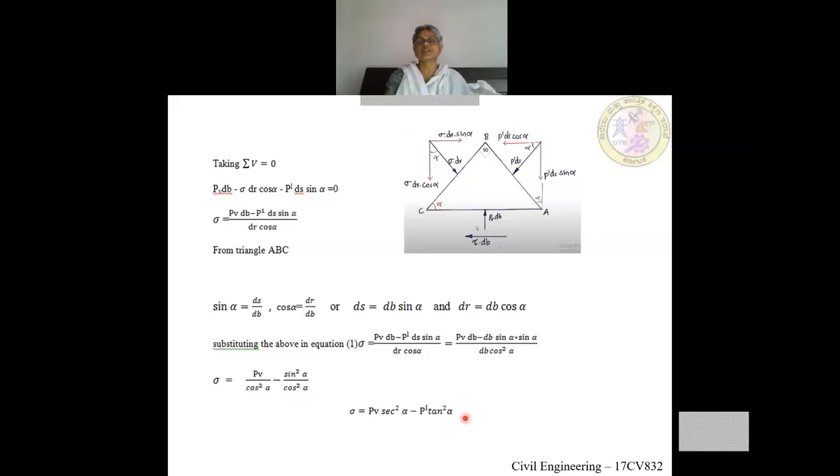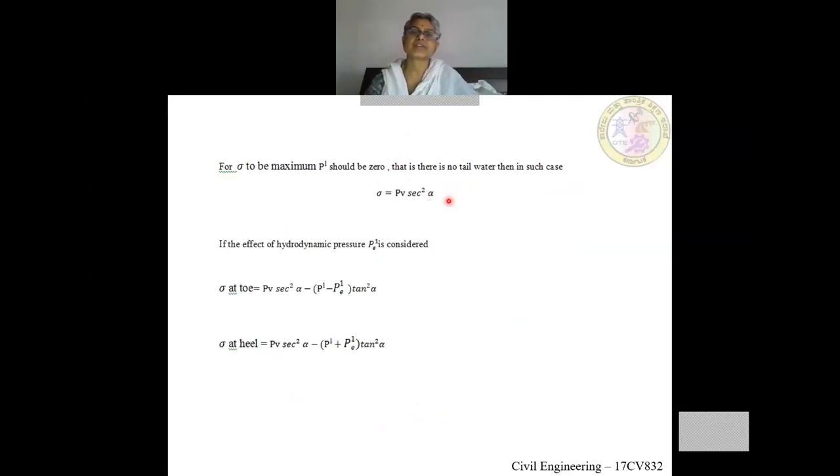If we want the maximum stress, when will the stress be maximum? When this term is 0. When this term is 0, P dash should be 0. What is P dash? P dash is the force due to tailwater. So if there is no tailwater on the downstream side of the dam, sigma will be PV secant square alpha.